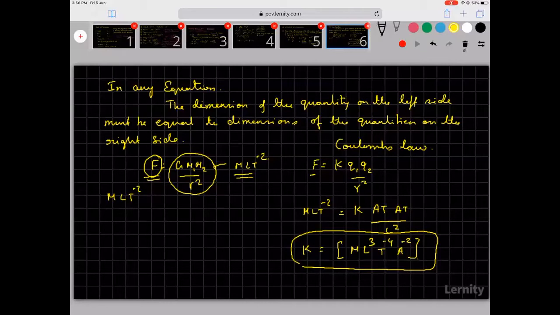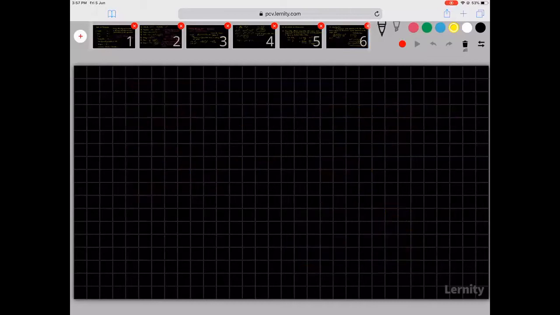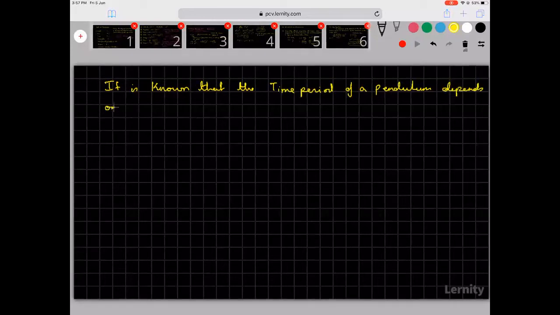Okay, next question, which is for you to work on. It is known that the time period of a pendulum depends only on its length and acceleration due to gravity.